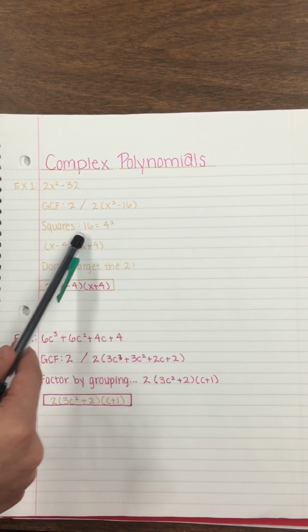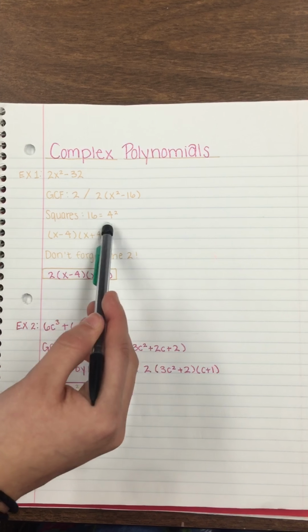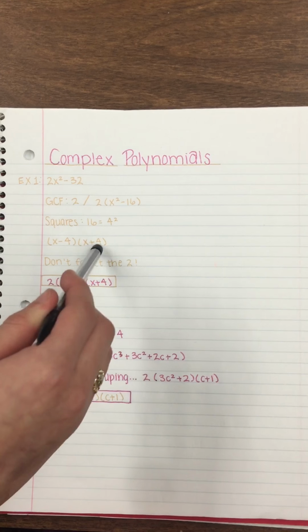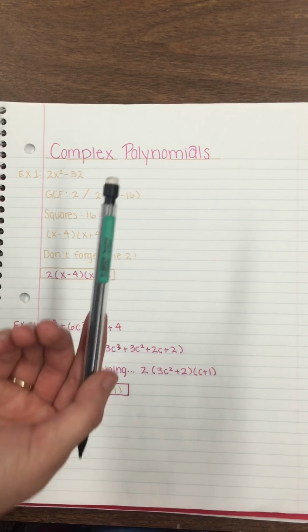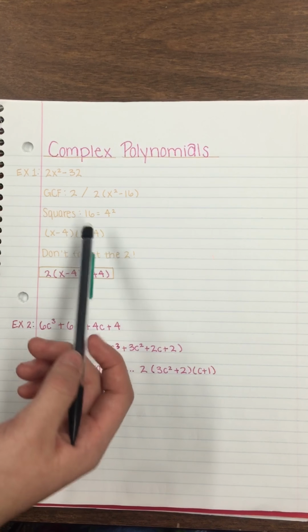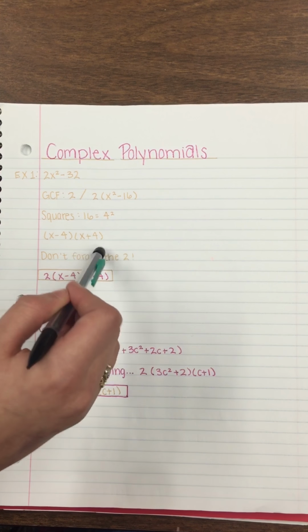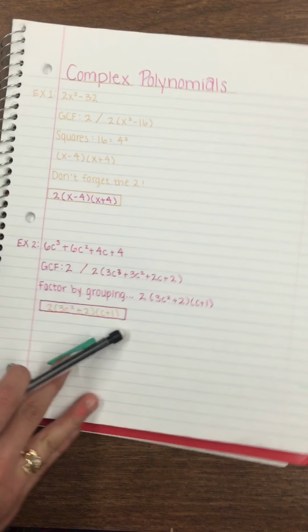But then 16 is a perfect square, so you put it equal to 4 to the second power, because 4 to the second power is 16. So you do the difference of squares, and you get x minus 4 and x plus 4, but don't forget the 2, and put the 2 at the beginning, and that's your answer.